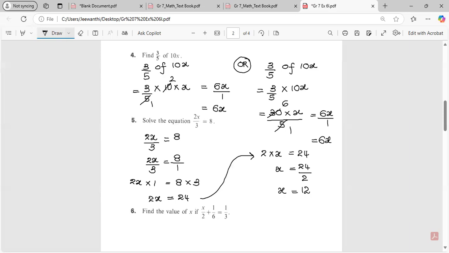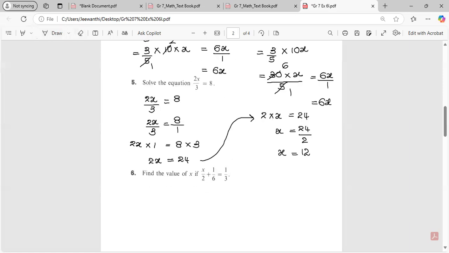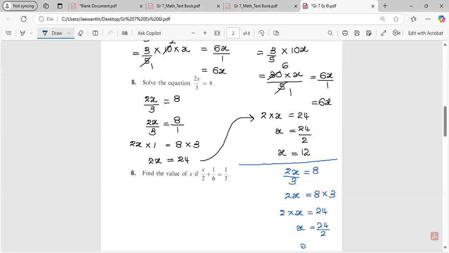And here I will explain another method some students are using. I don't have enough space, but I will write the other method here in a different color. They do it like this. They have 2x over 3 equal to 8, and they bring this 3 to the other side as a multiplication. How? 8 times 3. Then 2x means 2 times x equal to 24. Then x is equal to 24 divided by 2. x is equal to 12. That is also accepted. It doesn't matter.